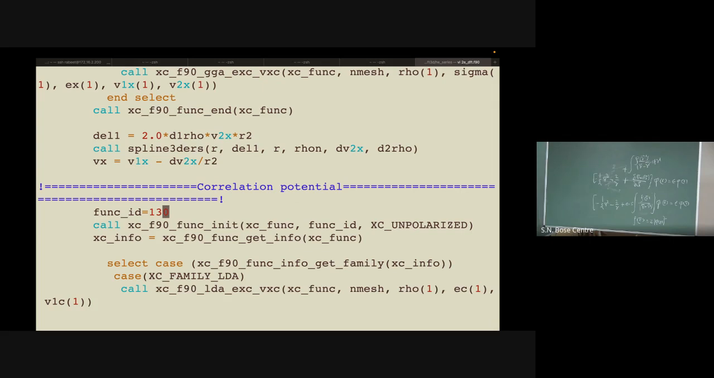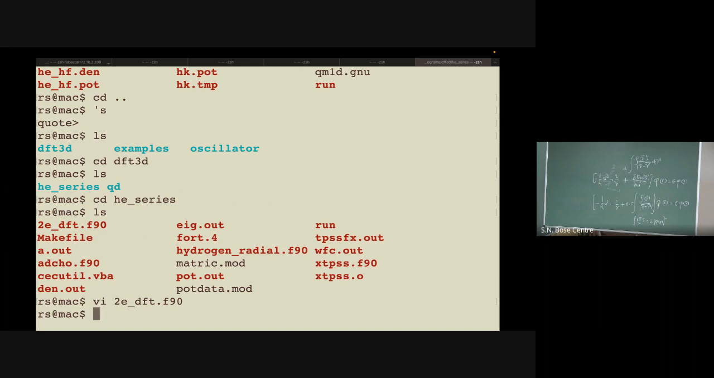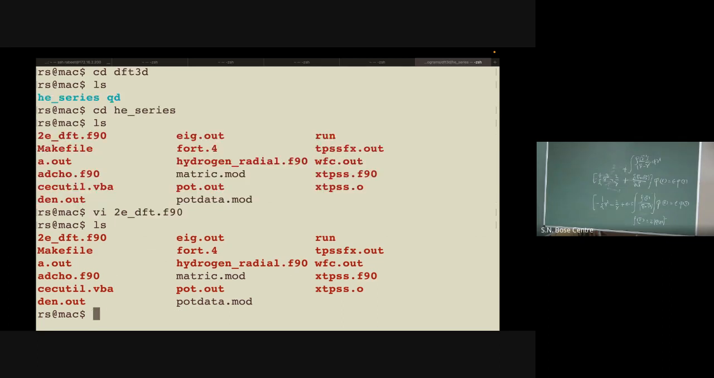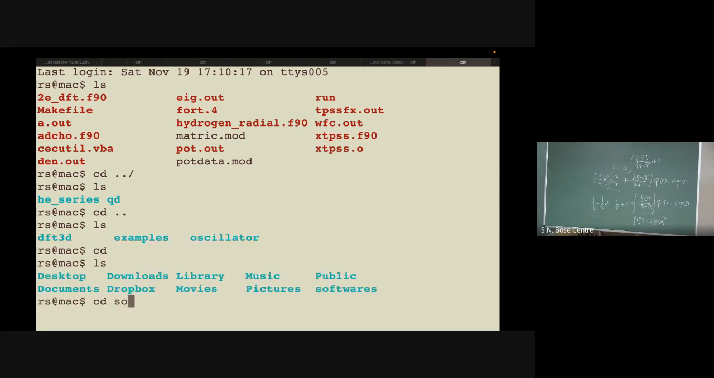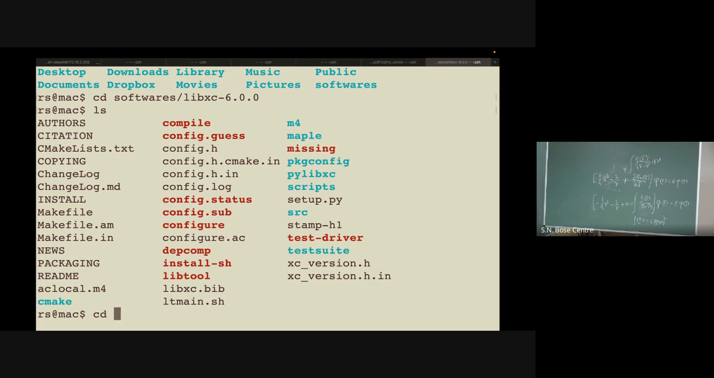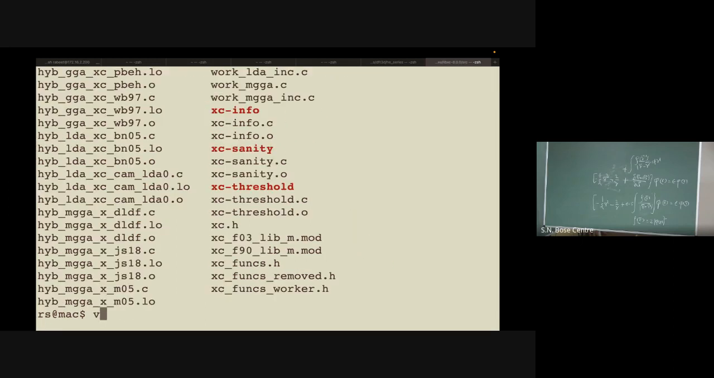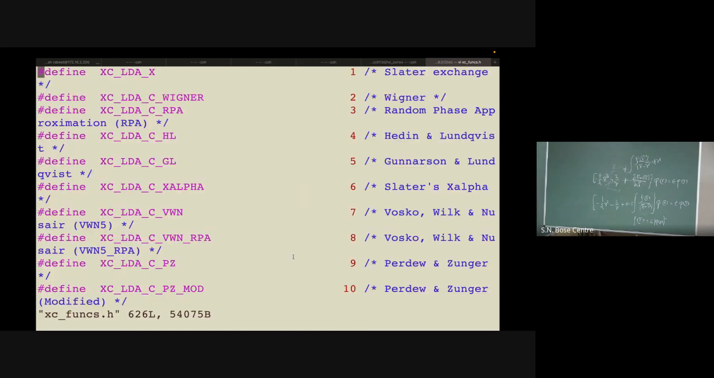Now tell me, if you are aware of any functional, we can use that here. So let me show these functional IDs in libxc. In libxc, if you go into the source folder, there we will have a file, xc_funcs.h. There we will get the IDs for all the functionals, starting from 1. These are the numbers you need to use.